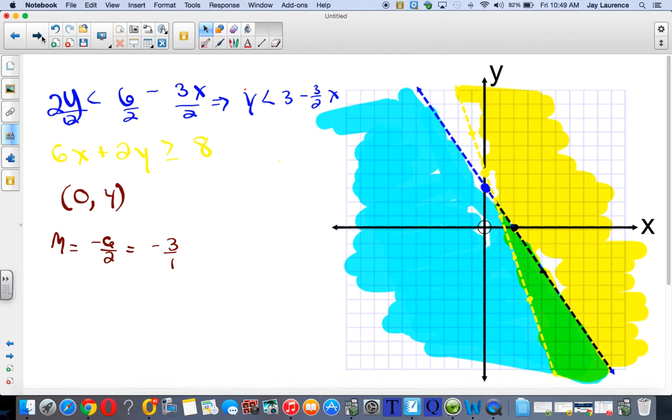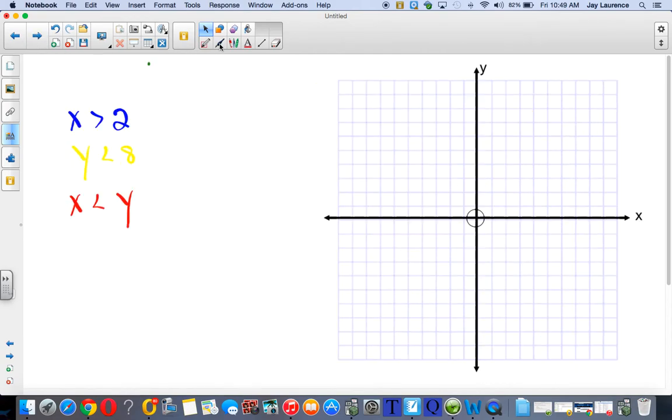By the way, I got to tell you, I am proud of the job most of you are doing lately. I'd love for you to pause this one, see if you can do it on your own. Here comes my solution. Let's see. X is greater than 2. That's going to be a vertical line, isn't it?